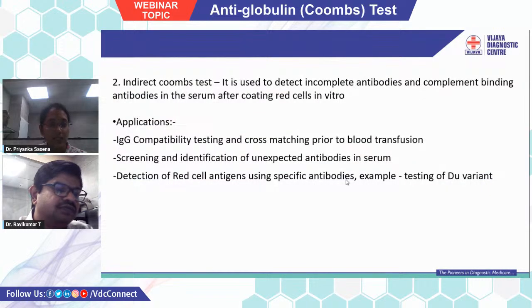Then the indirect Coombs test is used to detect incomplete antibodies and complement binding antibodies in the serum after coating these with red cells in vitro. Now, this Coombs test is used for IgG compatibility testing and cross matching prior to a blood transfusion. It is used for screening and identification of unexpected antibodies in the serum and also to detect red cell antigens using specific antibodies, like for testing of a DU variant.